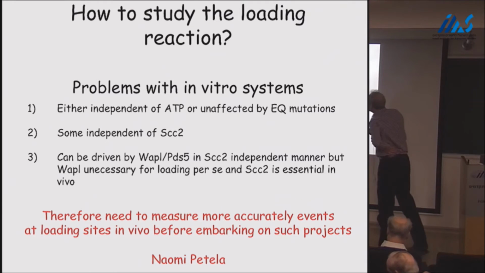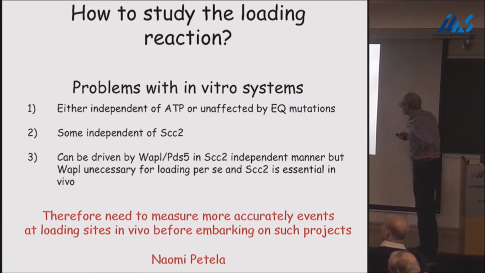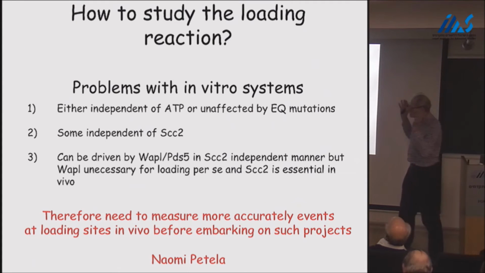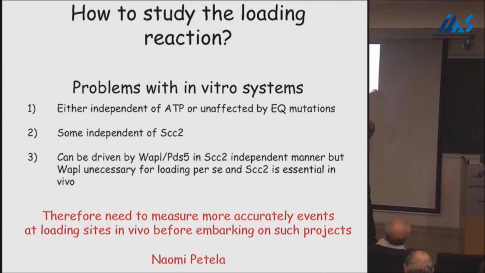And we know in vivo that loading requires ATP, it's knocked out completely by EQ mutations, it's completely dependent on SEC2, it's certainly not dependent on WOPL or PDS5, and yet a lot of the in vitro systems where people can measure cohesin loading, either in bulk or in single molecule experiments, are either independent of ATP or independent of SEC2 or driven by PDS5 or WOPL, which for me, as a biologist, rings a lot of alarm bells.